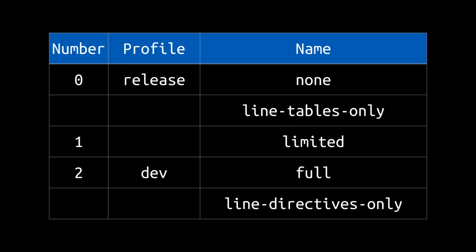In fact, debug level 1 will likely change from meaning limited now to meaning line tables only in the future, which is one reason that line tables only was added, so people who depend on that exact output can start using the name so the future change won't break them. The other new level, line directives only, is specifically for NVIDIA's NVPTX platform. So unless you're compiling Rust for NVIDIA GPUs, you can ignore this one.